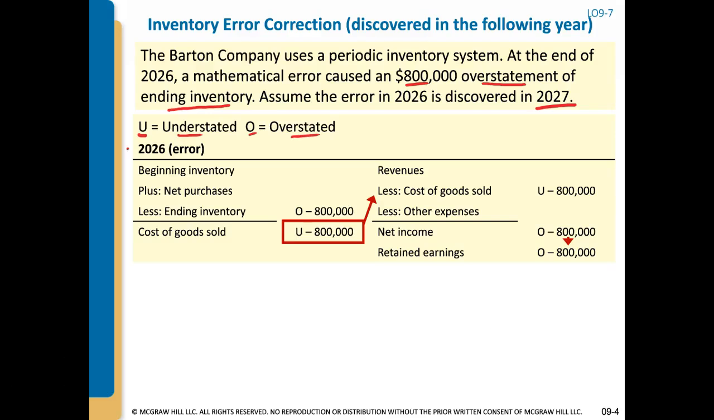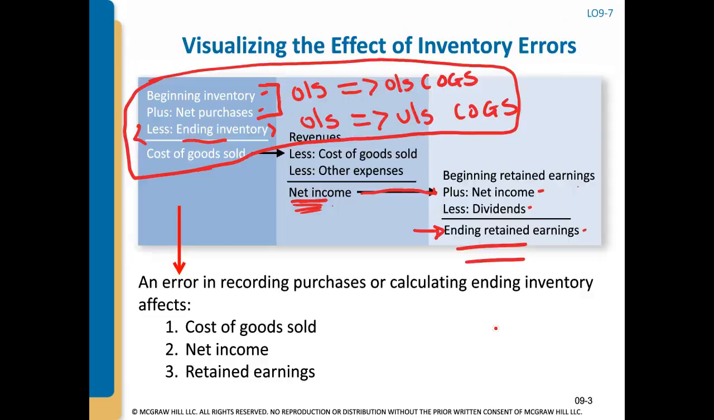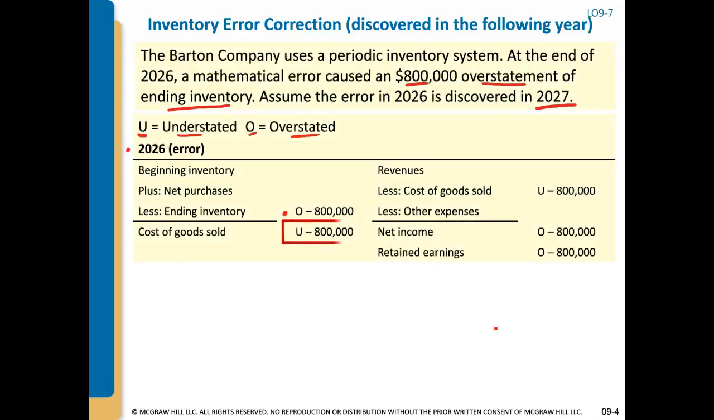So here's 2026. This is where we're going to start. They have their beginning inventory, net purchases was fine, and it tells us that our ending inventory is overstated. Well, we just said in the previous slide, if ending inventory is overstated, that means our cost of goods sold is understated. So that's what this is showing us right here.